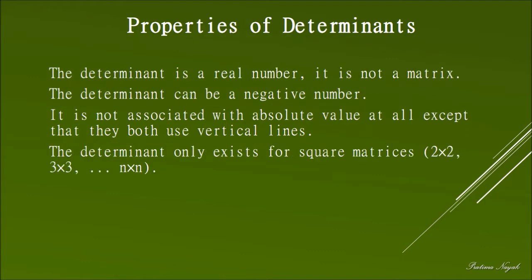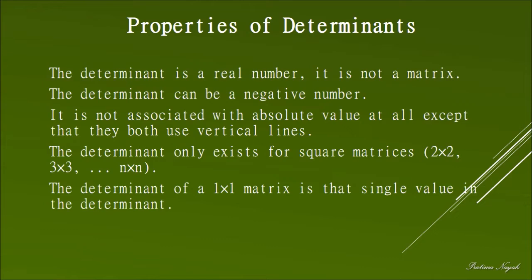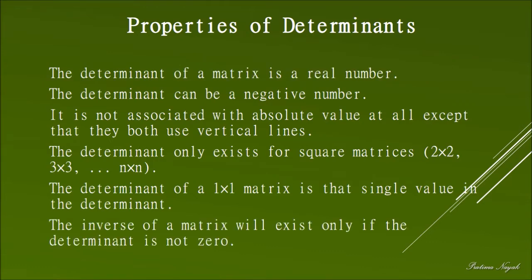Determinant only exists for a square matrix. It may be 2 by 2, 3 by 3 up to n by n. The determinant of a 1 by 1 matrix is the single value present in it. The inverse of a matrix will exist only if the determinant is not equal to 0.